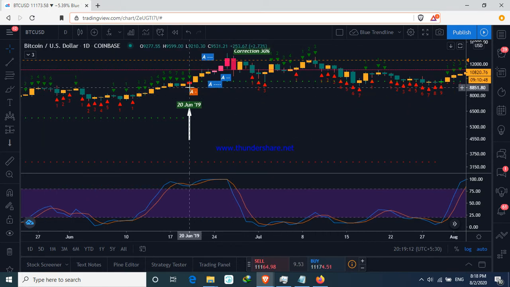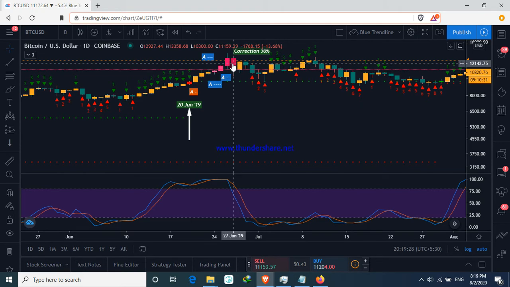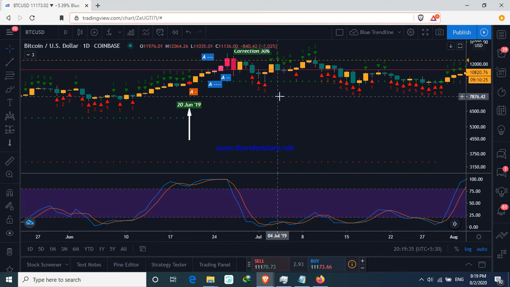Yes, the red candle is the first indication that a correction should come after 4 to 7 candles. Yes, we came with a darkest candle. This is the indication, this is the confirmation. Yes, the correction is here, and we got a correction of about 30%, right?